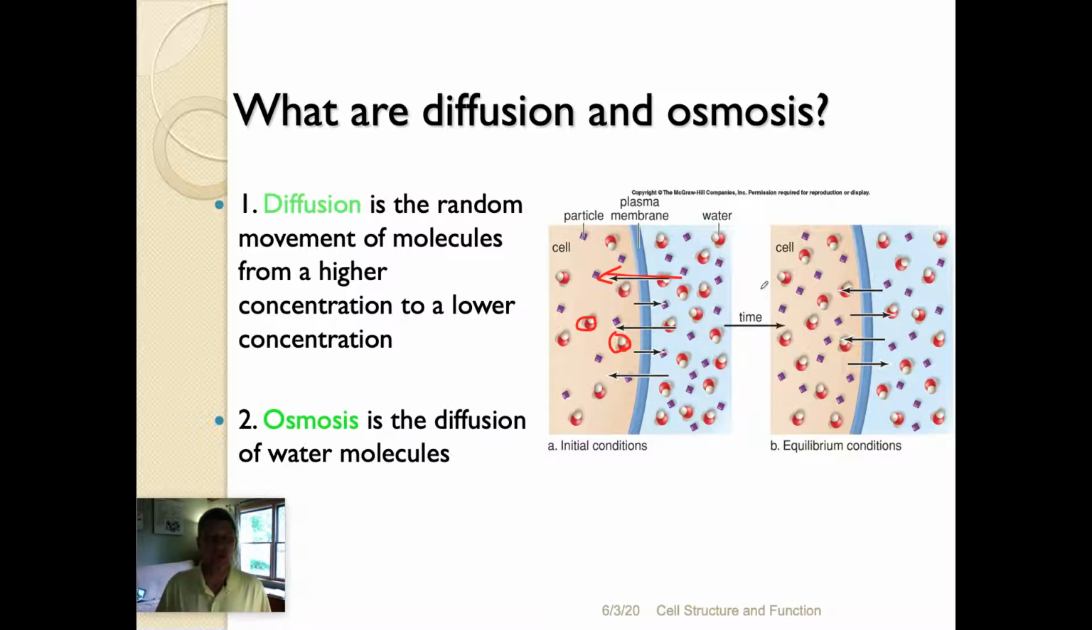Anyway, so diffusion and osmosis. Now, what's important about diffusion and osmosis is that neither one of them requires any energy at all. All right, so this is a free transport of materials in and out of a cell.